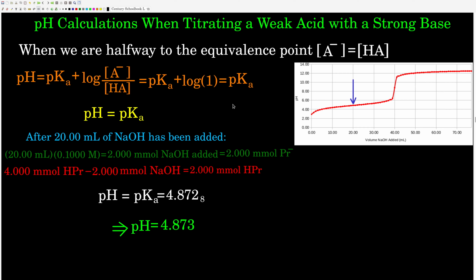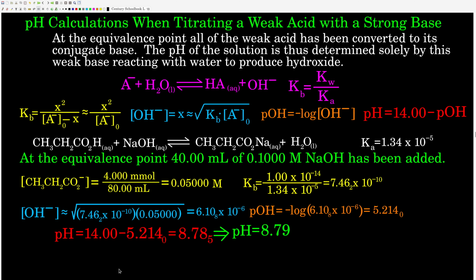So this ratio, when we plug it in here, cancels. pH is equal to pKa. Not even really any calculations to do. It's just 4.873. All right, so that's a nice point. You should remember that. Now, at the equivalence point.